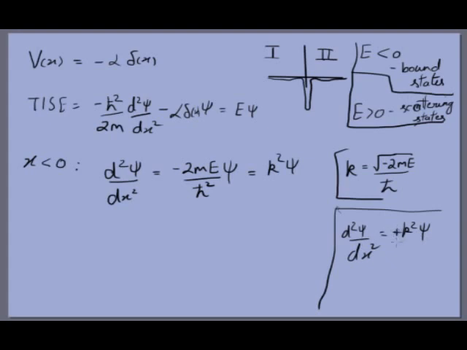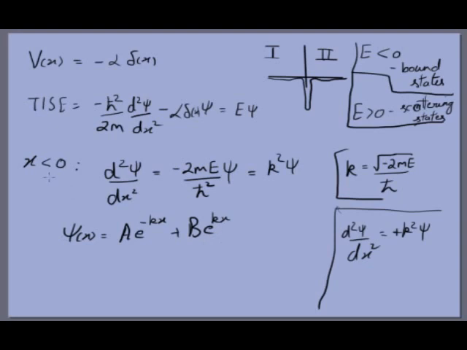But when it is equal to plus k²ψ, we get the solution ψ of x equals A e to the power minus kx plus B e to the power kx. And if k² was negative, then i kx and minus i kx, which would basically be the same as A sin kx plus B cos kx. So this is the solution for x less than 0.